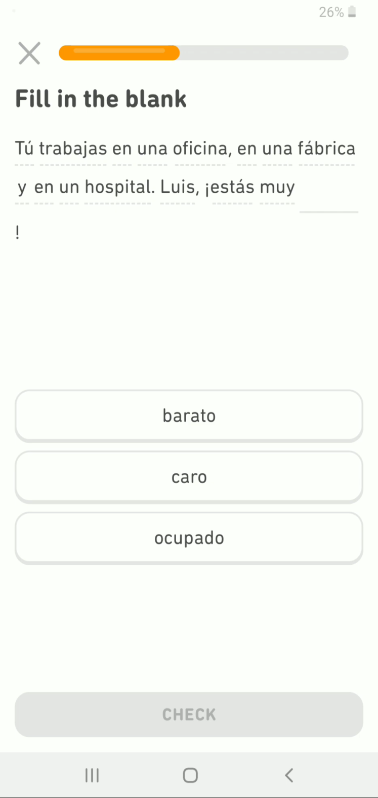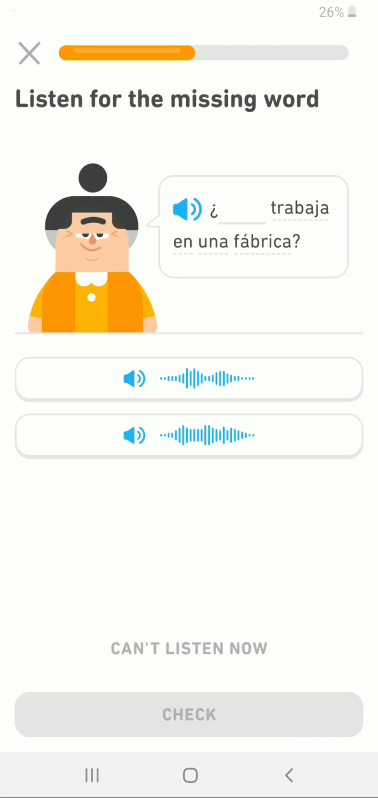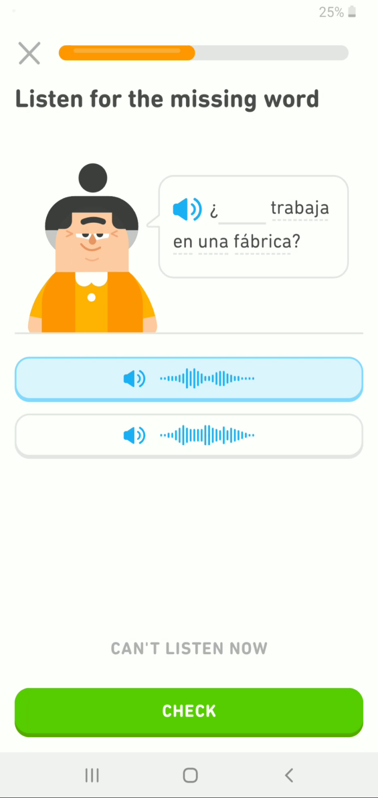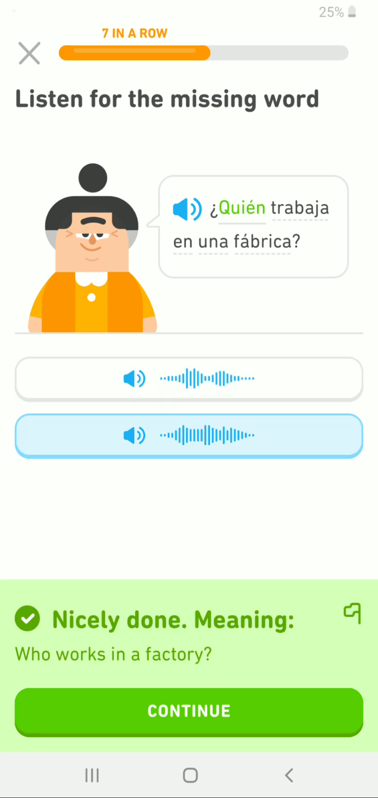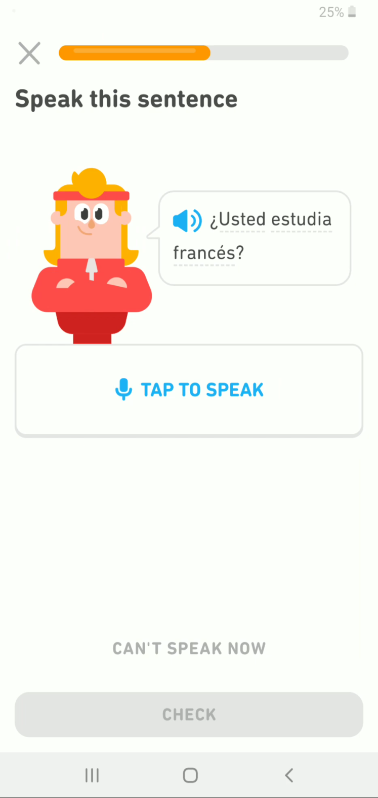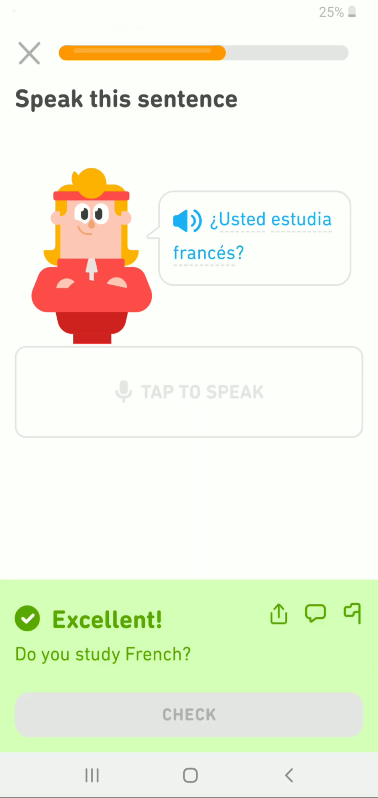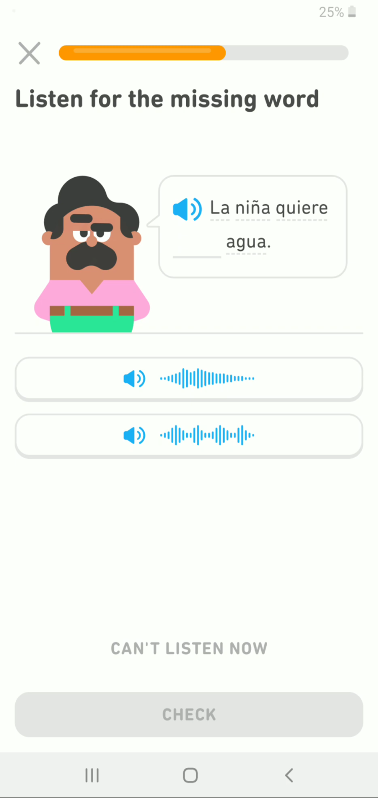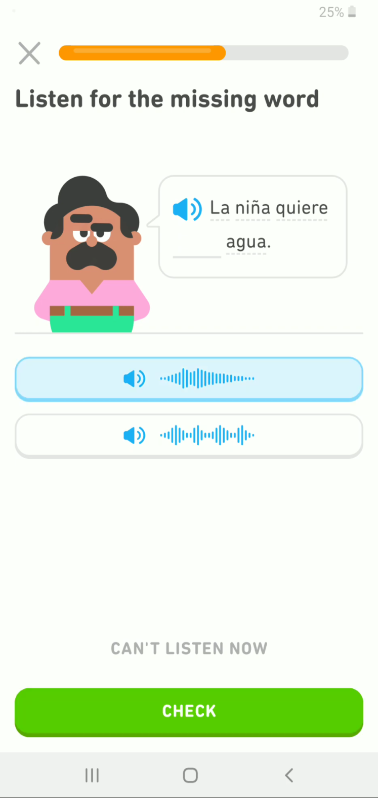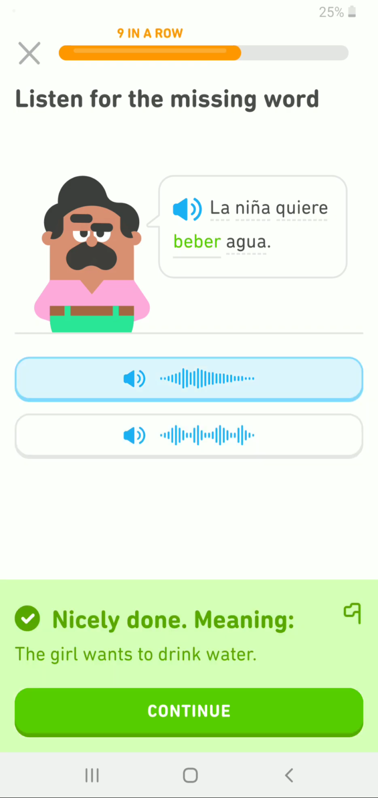Luis está muy ocupado. ¿Quién trabaja en una fábrica? ¿Quién? It's who. Who works in a factory. So, ¿quién trabaja en una fábrica? ¿Usted estudia francés? So, do you study French? La niña quiere beber agua. Beber means to drink, but leer is to read.